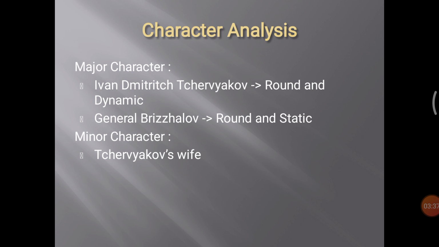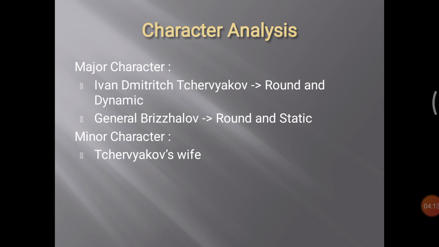Chervyakov is a round character because he can feel human senses such as embarrassment, fear, and worry. Then he is a dynamic character because at the beginning of the story he attempts to apologize to Brizhalov because Chervyakov has spattered Brizhalov. But at the end of the story, Chervyakov no longer tried to apologize to Brizhalov.